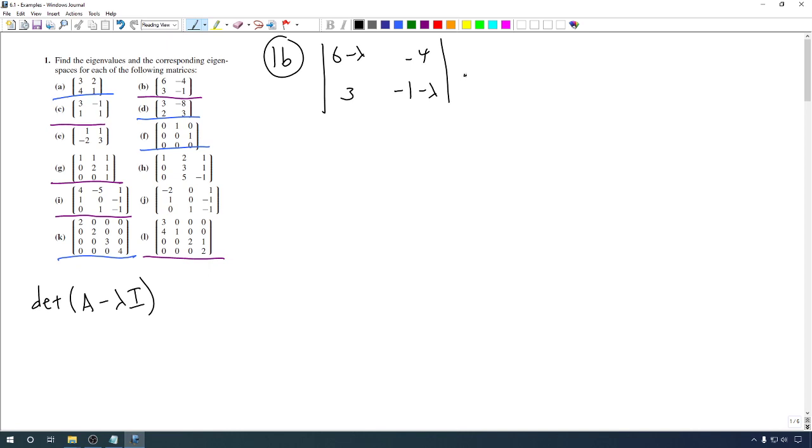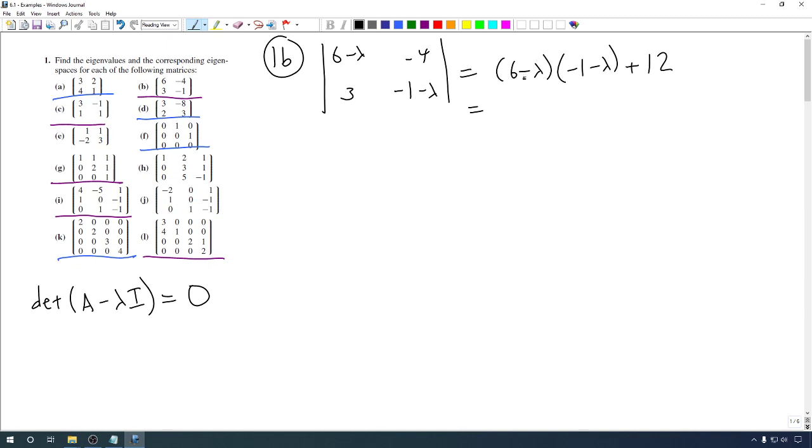And I just take the determinant like normal. So remember, take the product of 6 minus lambda and -1 minus lambda, then we subtract the product of -4 and 3. And because we're working with a 2 by 2 matrix, this is a quadratic. The whole point is that we want to set that equal to 0, so eventually we're going to set this equal to 0, but let's actually simplify this formula.